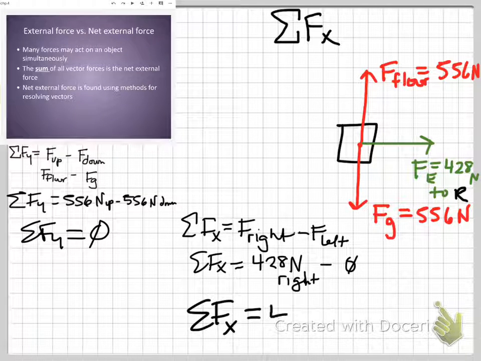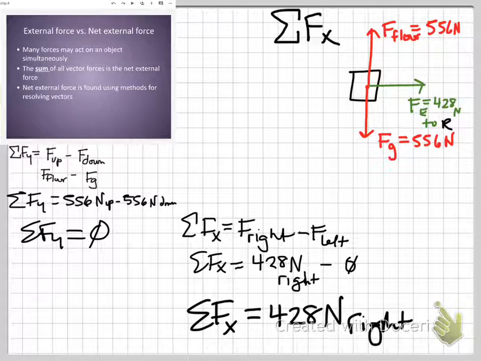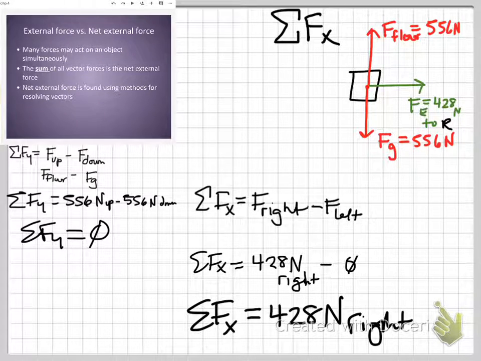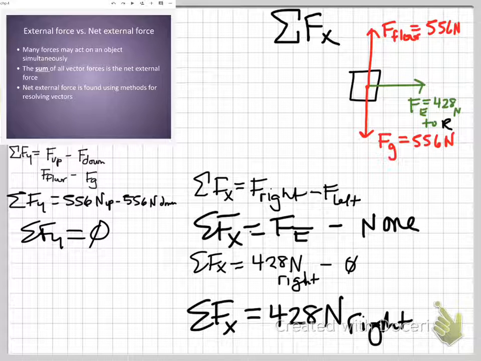Sum of forces on the x equals 428 newtons to the right. Oh, and the one step I kind of skipped there, let me remedy that. I didn't do the thing that I did on the other axis, where I actually wrote out what those forces were. So it's the force of Eddy, which is the force to the right, and there is no force on the left. So 428 minus 0, net force on this object is 428 newtons right.